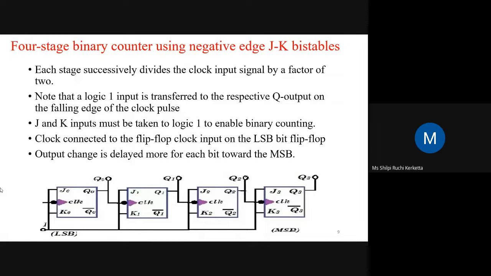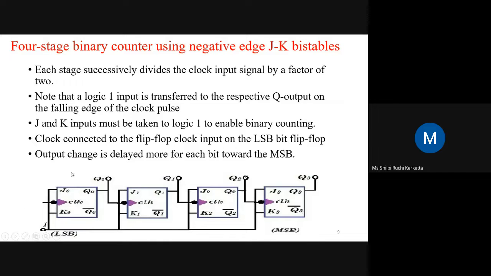So we are giving a logic 1 to both J and K, because with JK as 1, it is toggling. Here the JK inputs must be taken as logic 0 for enabling the counting. Because JK is 1 1, the first flip-flop starts toggling. Then when we have another clock, the next one starts toggling, then the next. The clock is connected to the flip-flop input on the least significant bit.